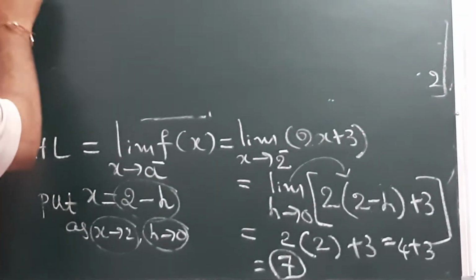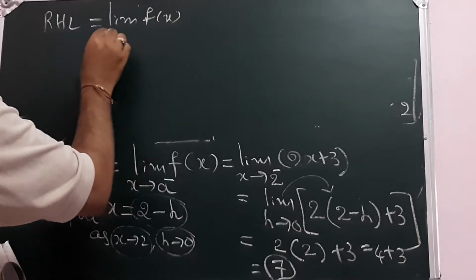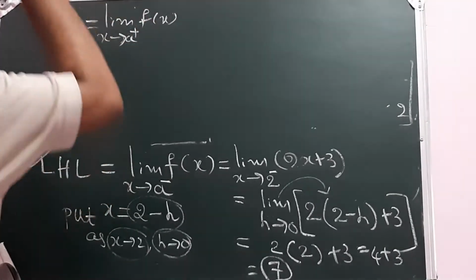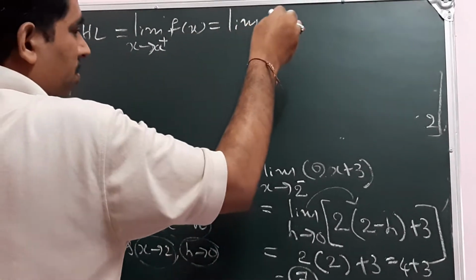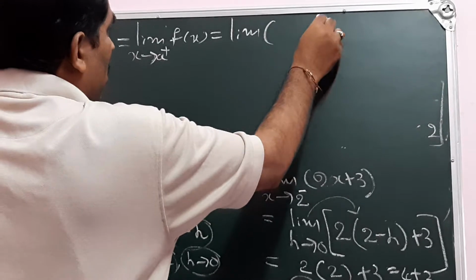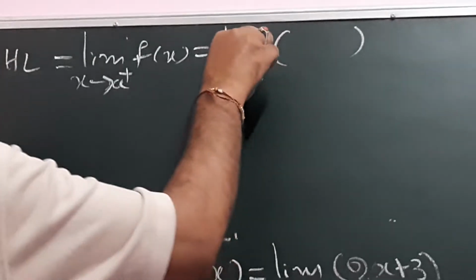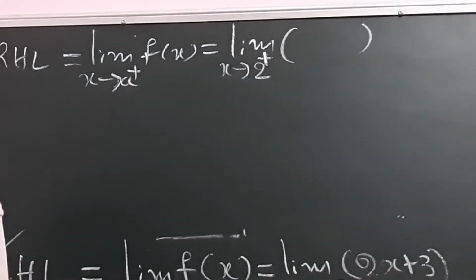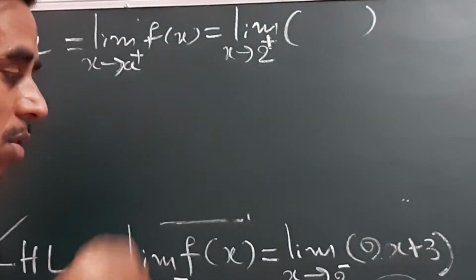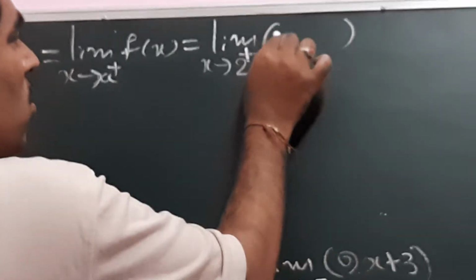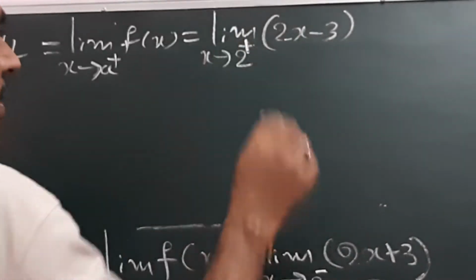Right hand limit. So let me consider this right hand limit. What is the right hand limit here? The limit of the function as x tends to a plus, I will write the positive sign. So my point was 2 here, so I will write 2 with the positive sign. So what was the function when x is greater than 2? We observed in the problem that the function is defined as 2x minus 3 when x is greater than 2.